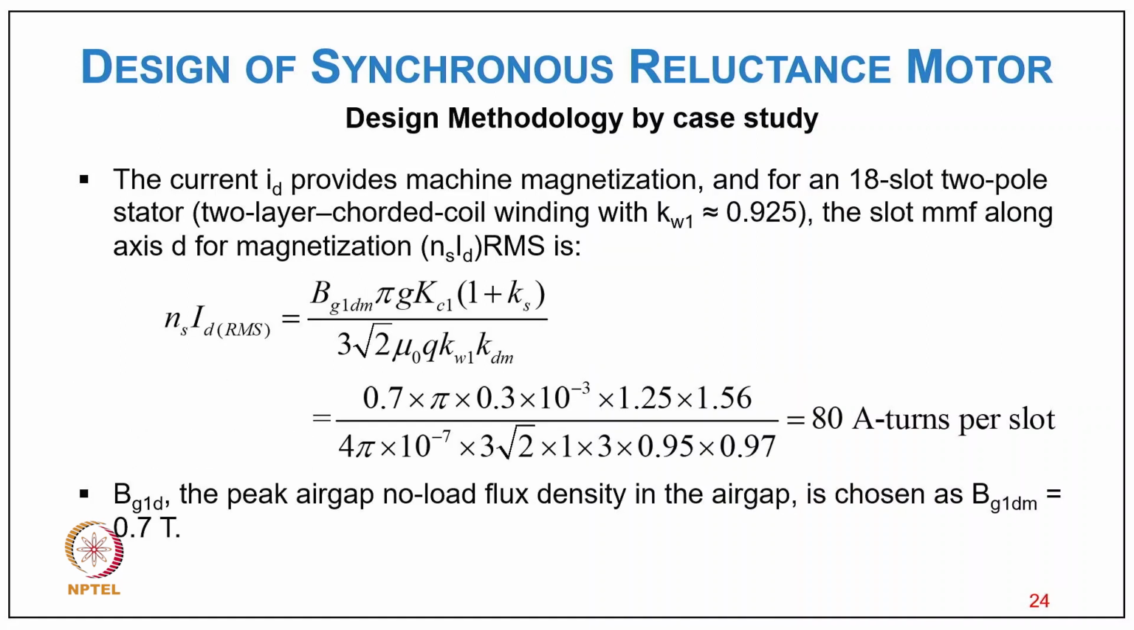So, current ID provides machine magnetization, and for an 18 slot 2-pole stator, 2-layer short-pitched coils winding with KW1 = 0.925, the slot MMF along the D axis for magnetization, RMS, is NsID RMS = B1gDM pi g KC1 (1 + KS) divided by 3√2 mu0 q KW1 KDM1. Putting a value, it comes to 80 ampere turns per slot. So, B1gD, the peak air gap no load flux density in the air gap, is chosen as B1DM = 0.7 Tesla.